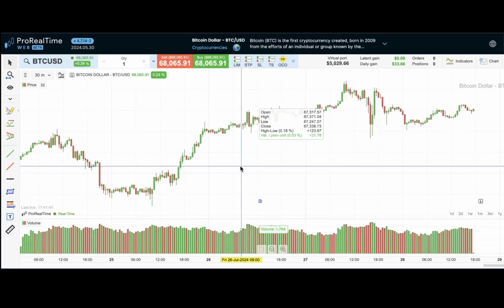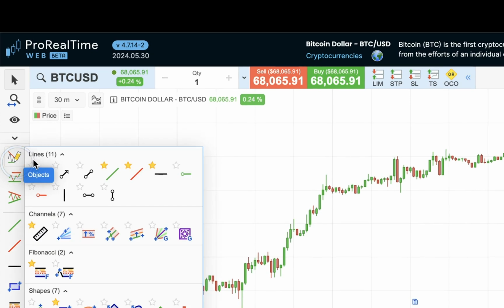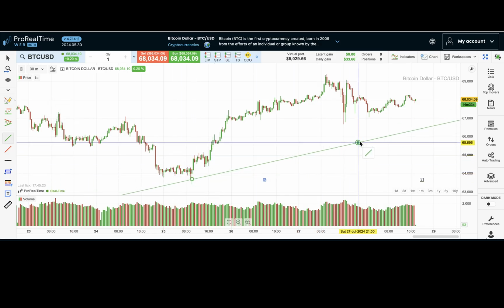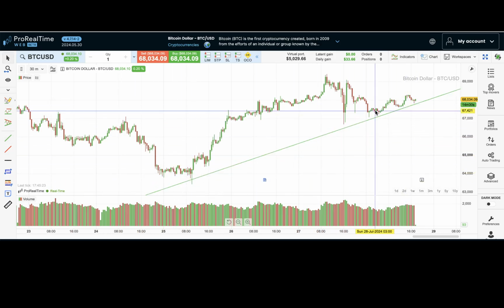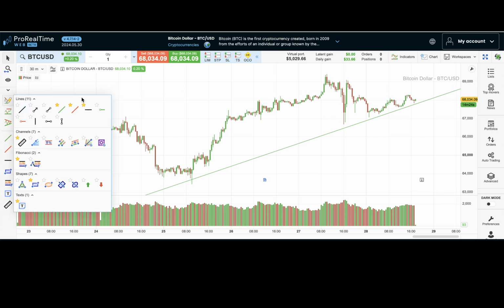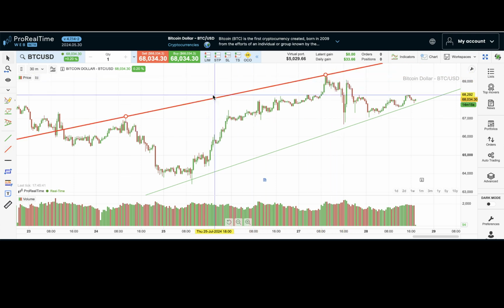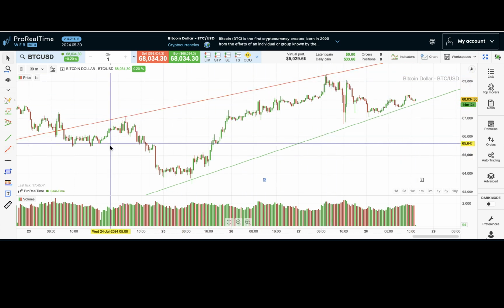Click on the Objects tool on the menu on the left and choose a line. Here we are going to pick an oblique support. All we need is a low point and a second low point, and that way I can have my support drawn over here. I'm going to add the resistance, which is the exact same process, but we are going to pick a red oblique resistance. And from here, I have this high point and a second high point, and this helps me see where the market is going in this specific time frame.